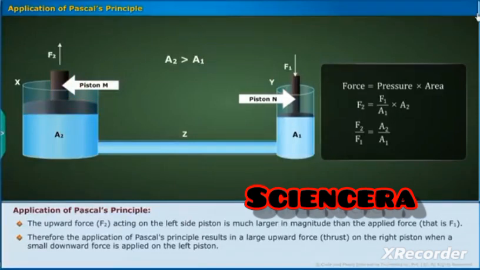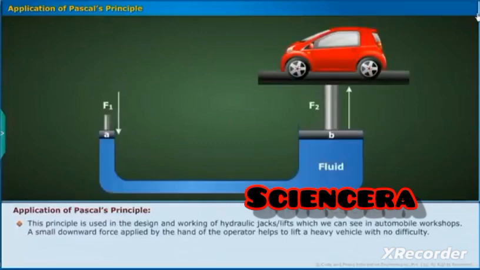Therefore, the application of Pascal's principle results in a large upward force, thrust, on the left piston when a small downward force is applied on the right piston. This principle is used in the design and working of hydraulic jacks or lifts, which we can see in automobile workshops. A small downward force applied by the hand of the operator helps to lift a heavy vehicle with no difficulty.